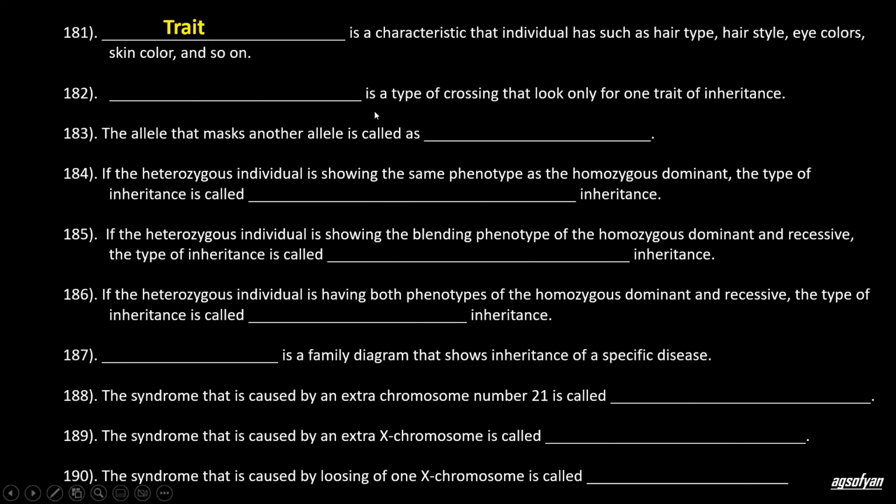Blank is the type of crossing that looks only for one trait of inheritance. So this is going to be mono, monohybrid cross. The allele that masks another allele, the allele that covers another allele, is called the dominant. All right, this is the wrong answer over here. So this one should be dominant allele.